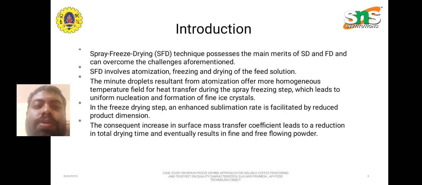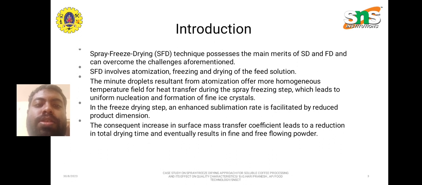The spray freeze drying (SFD) technique possesses the main merits of spray drying and freeze drying, and can overcome the aforementioned challenges. Spray freeze drying involves atomization, freezing, and drying of the feed solution. The minute droplets resulting from atomization give a more homogeneous temperature field for heat transfer during the spray freezing step, which leads to uniform nucleation and formation of fine ice crystals.